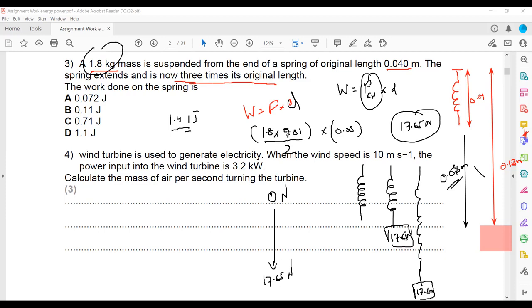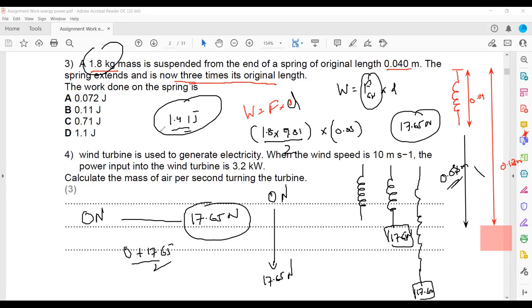Why divided by 2? Because the force changes from 0 till the maximum. The force started at 0 and reaches a maximum of 17.65 Newton, continuously changing. Because it is not a constant force, we take an average force whenever a force is continuously changing. So what is the average? It will be 0 plus 17.65 divided by 2. So the total energy will not be 1.41, it will be divided by 2, which equals 0.71 joules.